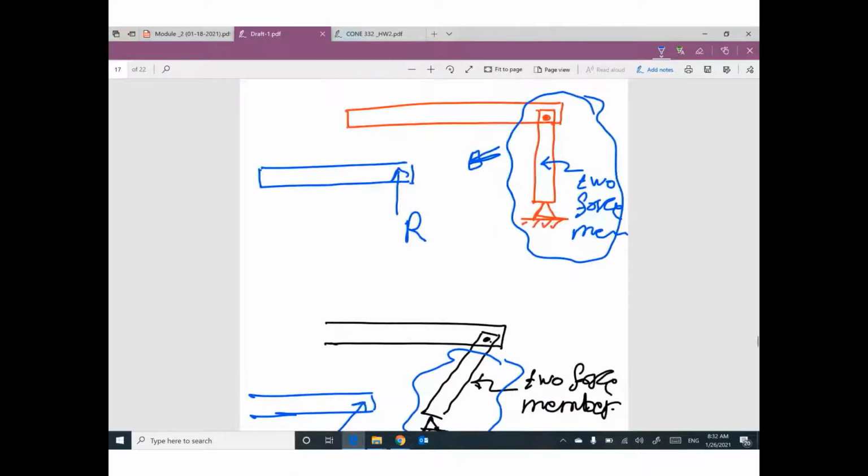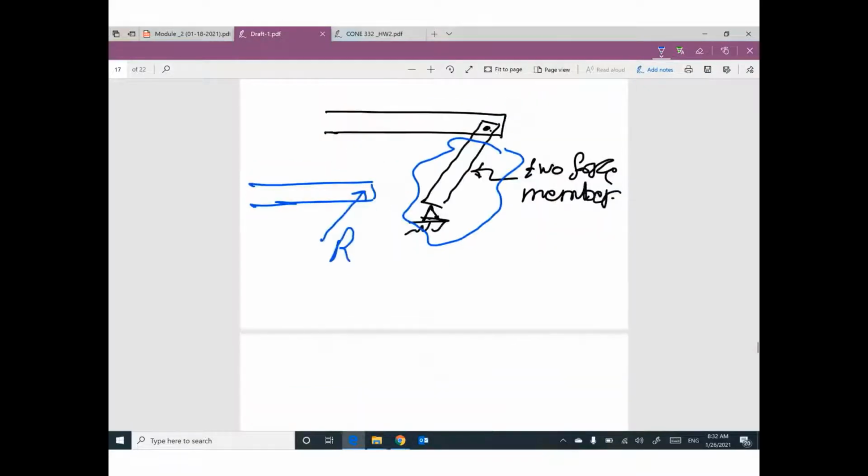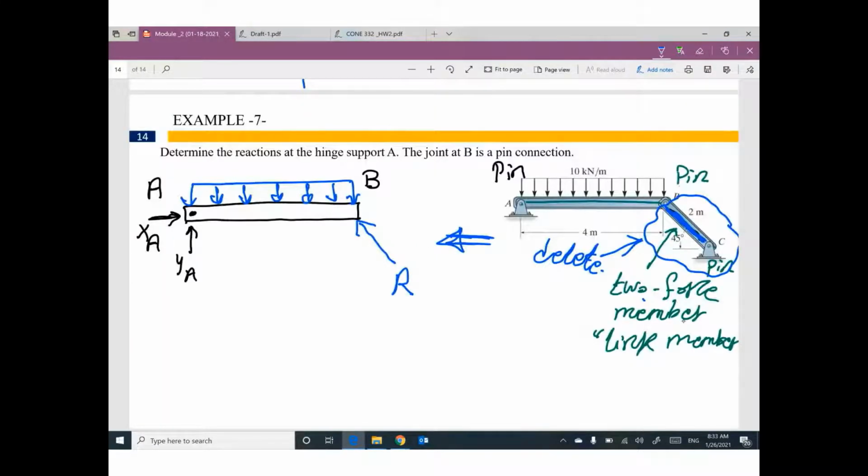Remember, your reaction must be in the same direction of the member. In this case, your member is vertical, your reaction is vertical. Your reaction must be in the same direction of the member. So this member is inclined like this, your reaction will be in the same direction. In our problem, your member looks like this. That means the reaction will be in the same direction like this member.